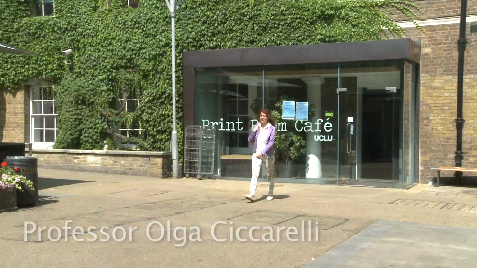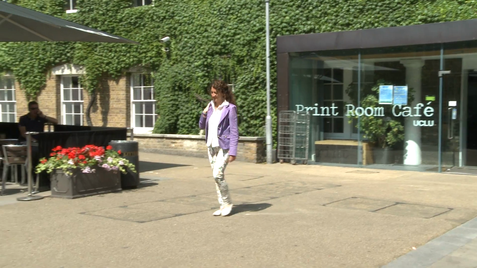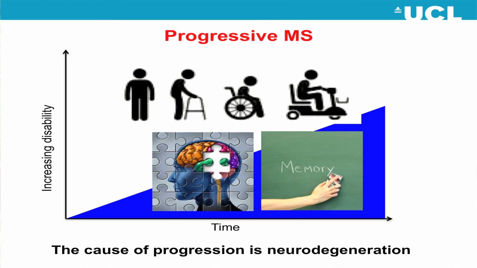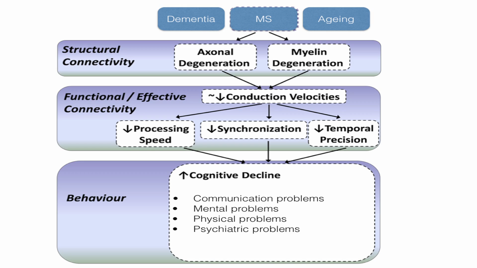I'm professor of neurology at UCL Institute of Neurology, and my interest is in treating people with multiple sclerosis, or MS. MS is a chronic inflammatory disorder of the central nervous system and is characterized by damage to two components, myelin and axons. Myelin covers the axons. The damage to these two components induces clinical symptoms, which can be physical symptoms or cognitive decline.